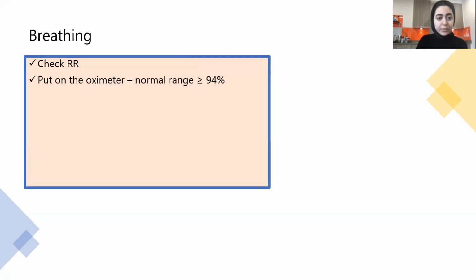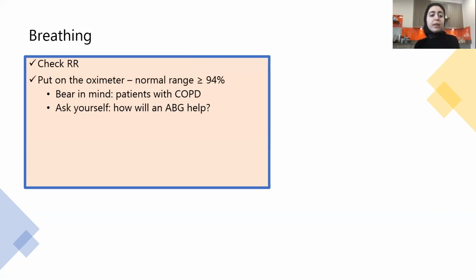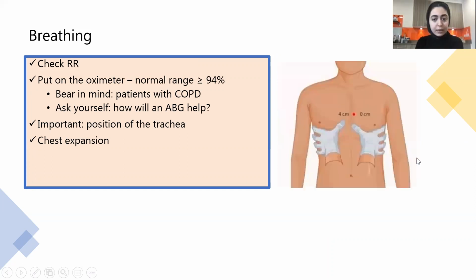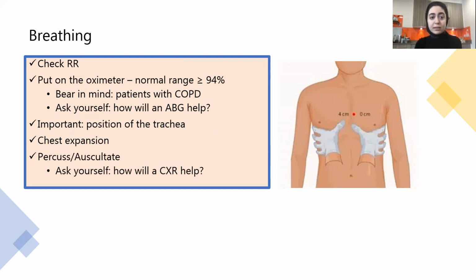Next is the breathing. In breathing, we usually check the respiratory rate. We put on the oximeter to check the oxygen saturations. It's very important to make sure that the trachea is central in position. We check for chest expansion. Is it symmetrical or not symmetrical? This is the picture of how we assess for chest expansion. And then we percuss and auscultate. Depending on our findings, we will either see the need to request a chest x-ray or an arterial blood gas.